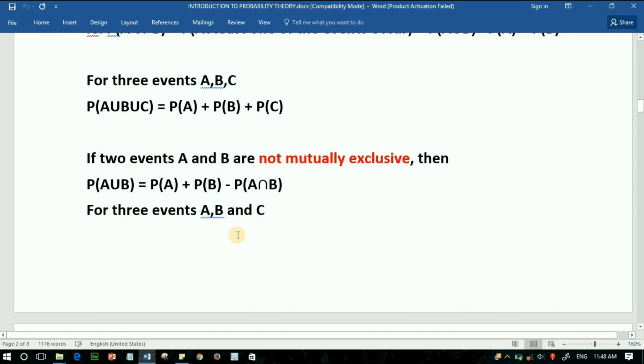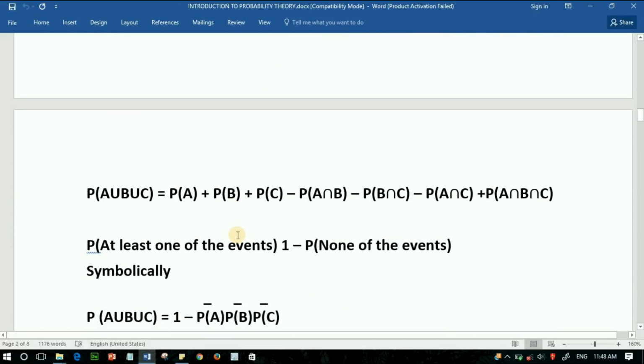For three events A, B and C, probability of A union B union C is equal to P of A plus P of B plus P of C minus probability of A intersection B minus probability of B intersection C minus probability of A intersection C plus, it's very important, plus probability of A intersection B intersection C.